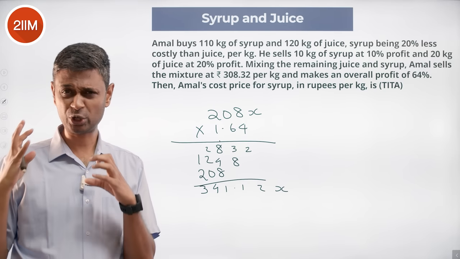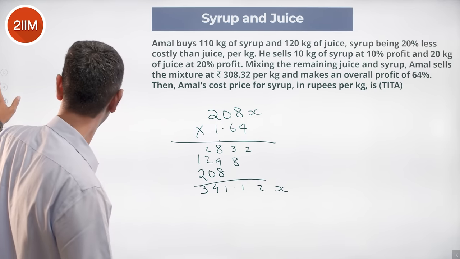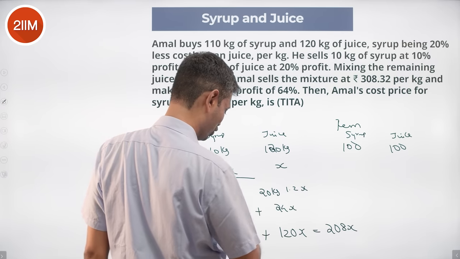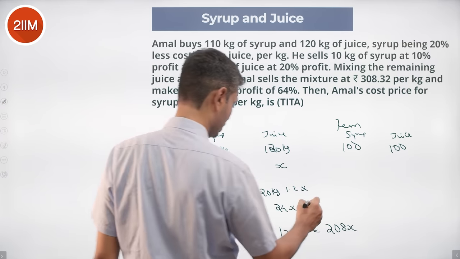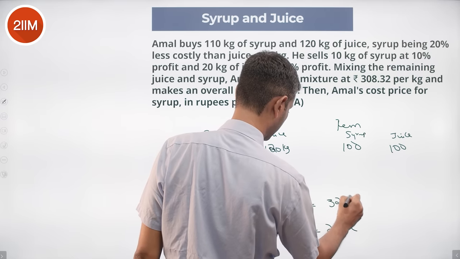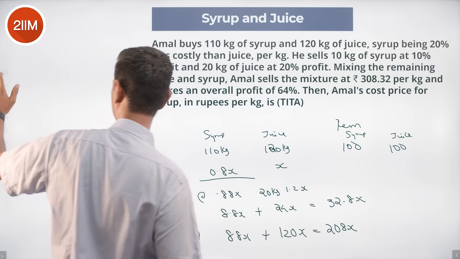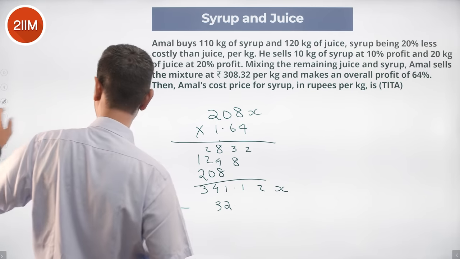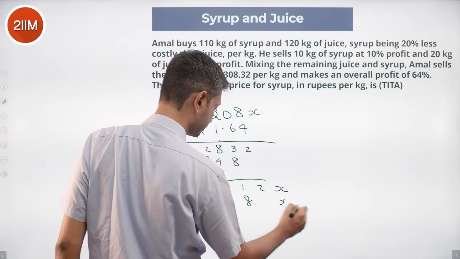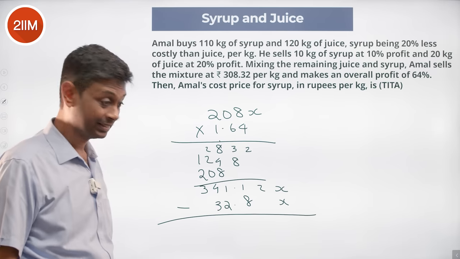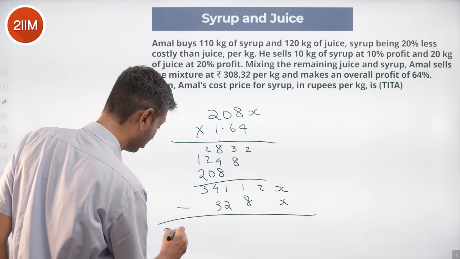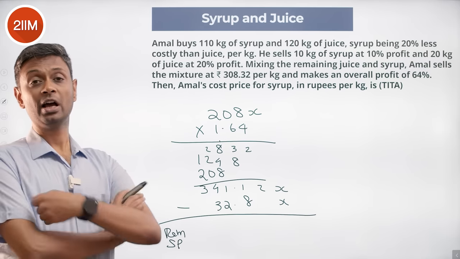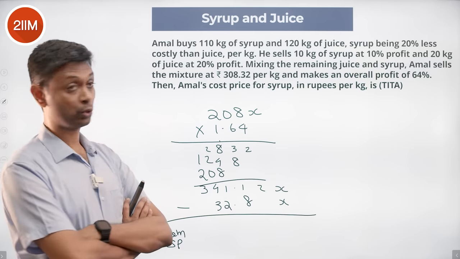He has made this much money. Now, he's already made this much by selling this 10 kg and 20 kg. That adds up to 32.8x. So from here, we'll subtract 32.8x. Nice. This is the remaining selling price, the selling price of the remaining. What is remaining? 100 kgs of syrup and 100 kgs of juice.